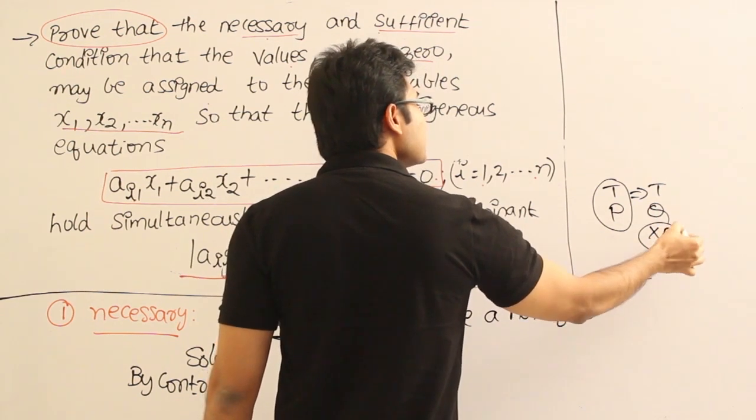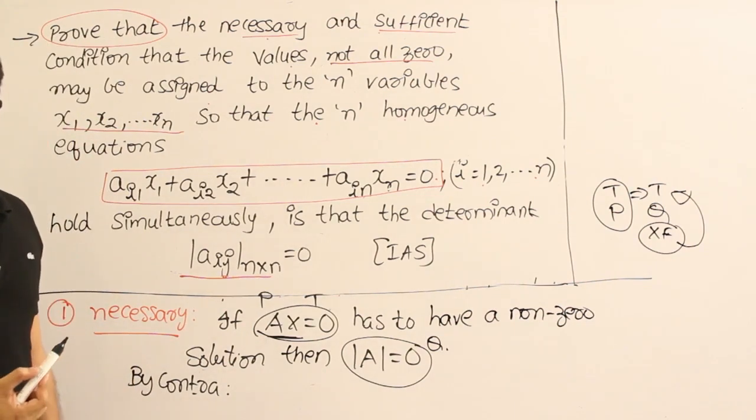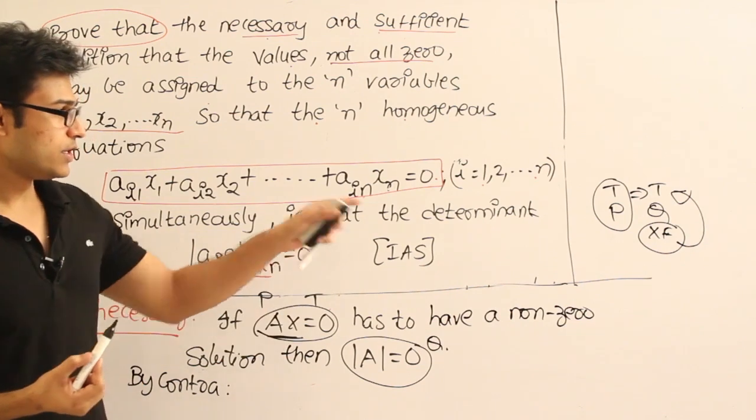Then what can we say? Then we can say that Q is true. That is the necessary condition. I hope you are following it. Okay, see this. I'll assume that P is true now.